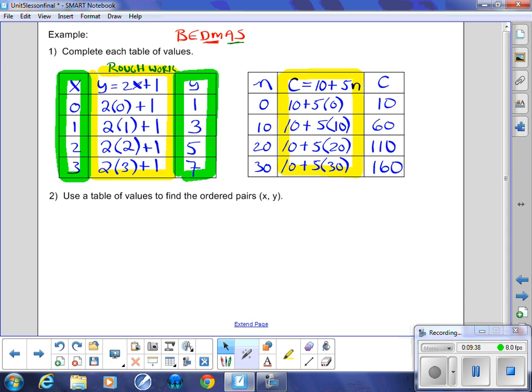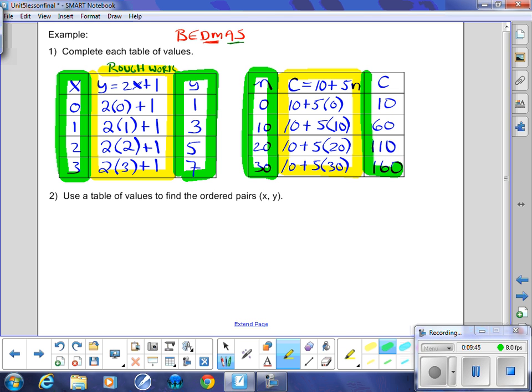So the coordinates, again, are the outside terms. So these would be your x coordinates, and these would be your y coordinates if you had to go and graph. The yellow in the middle is just simply that. All right, it's just our rough work. So in the second one here, use a table of values to find the ordered pairs x, y. So what I'll do is I'm going to give you an equation.